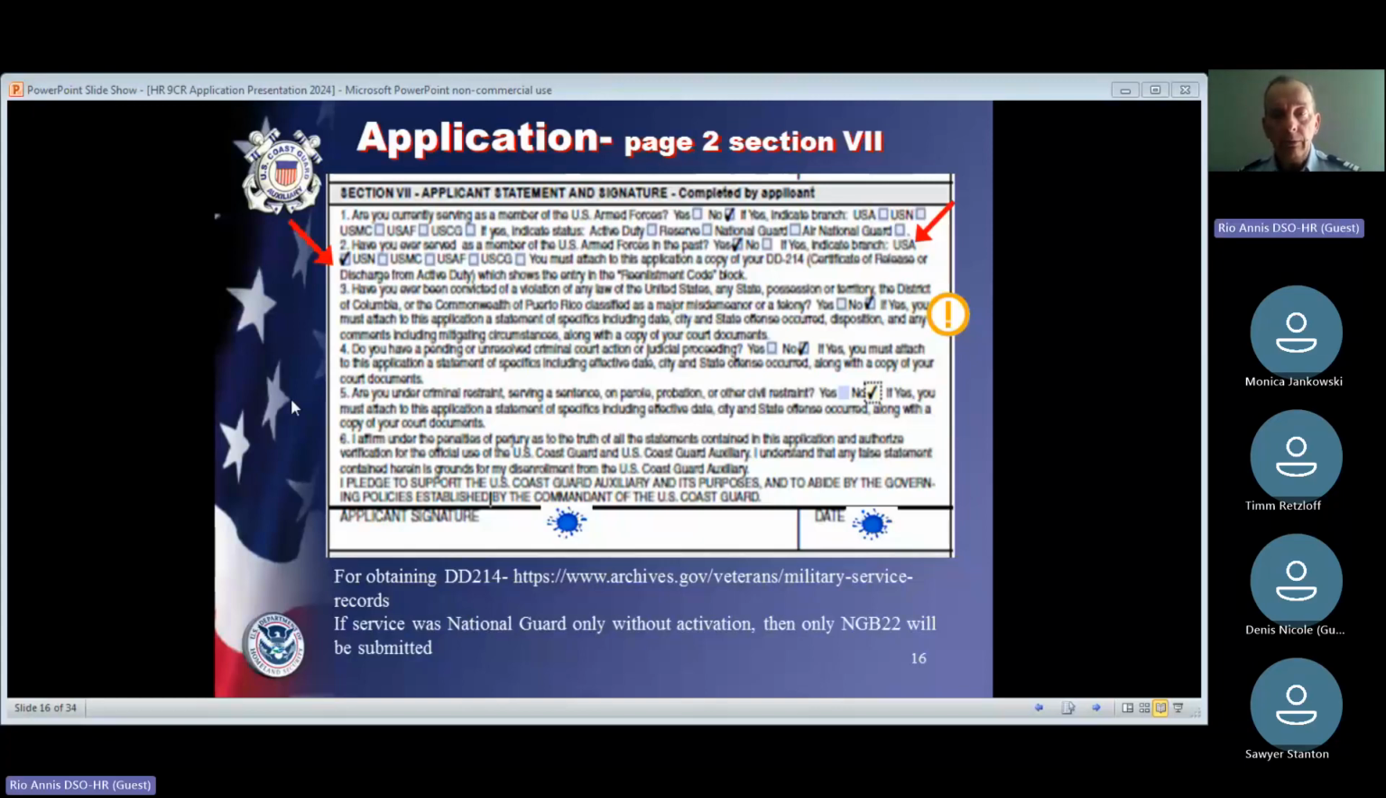It's best to mark it yes and leave it up to DIROCS to make that decision. And again, this would be the applicant's signature, and these signatures are in blue ink, so make sure that it is blue.